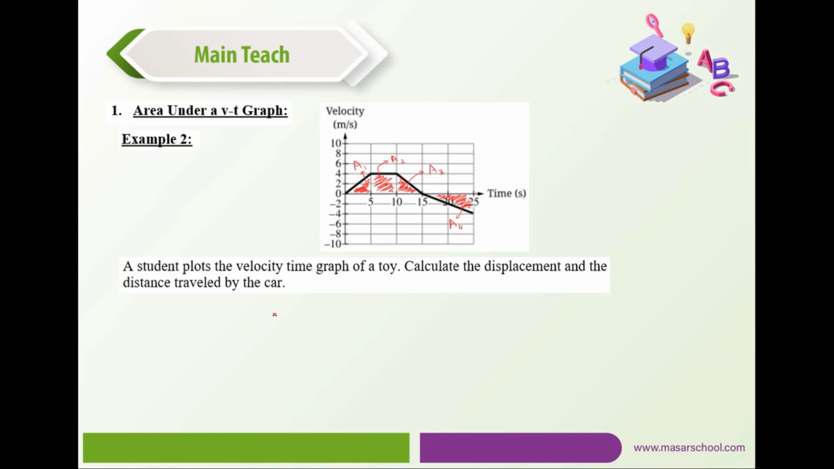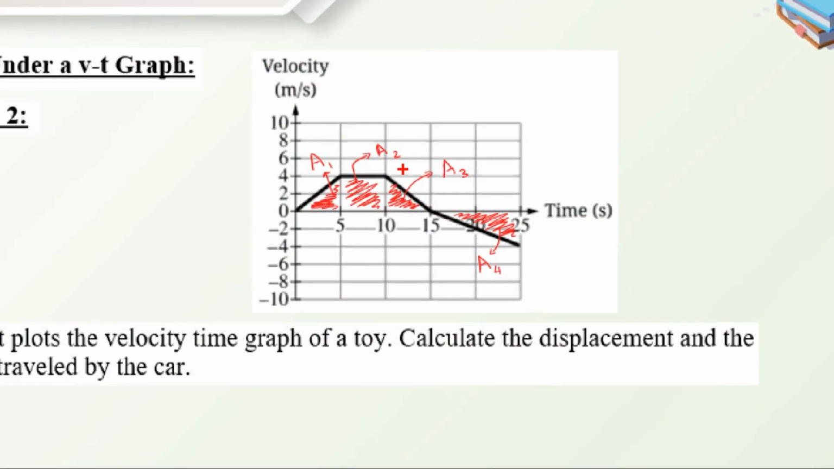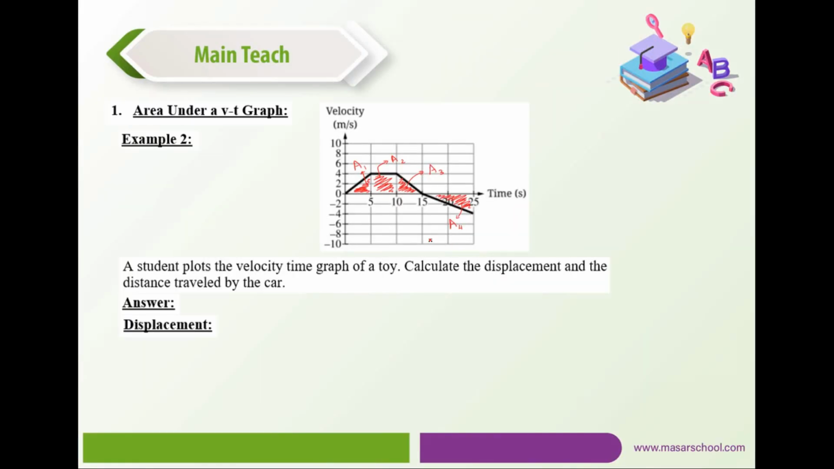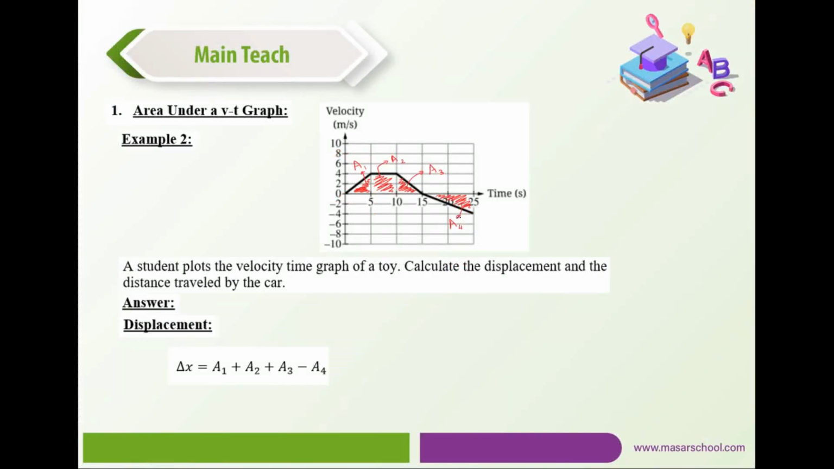First of all, you can notice that the following curve can be divided into several segments. That would be the area A1 bounded by the curve and the horizontal axis. That would be the area A2 bounded by the curve and the horizontal axis. And similarly for A3 and A4. Now for the displacement, delta x would be the area A1 plus the area A2 plus the area A3 minus the area A4. Why? We are subtracting the area A4 because this is a negative area, bounded by the horizontal axis and the curve. The curve is below the horizontal axis.